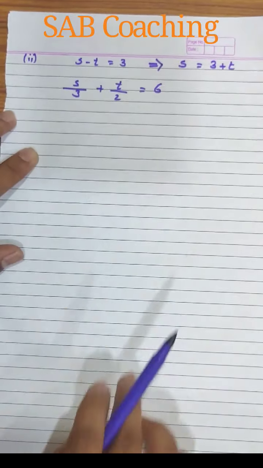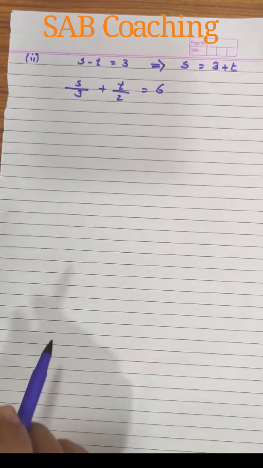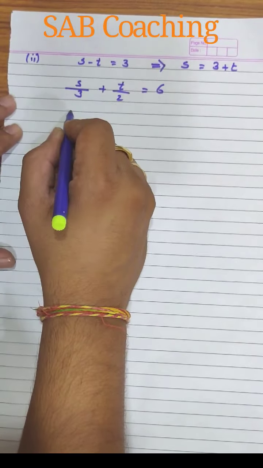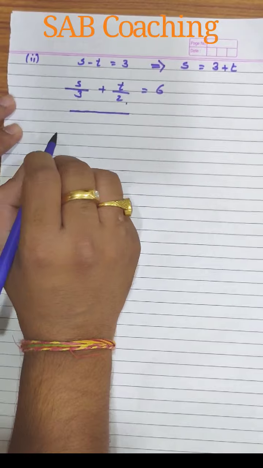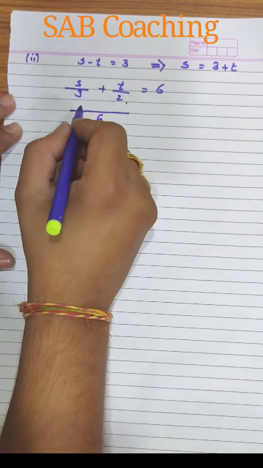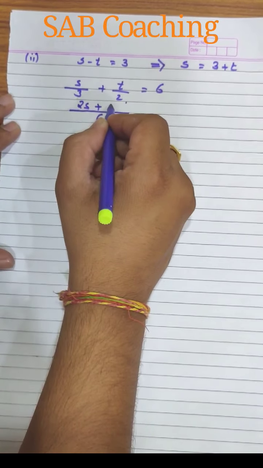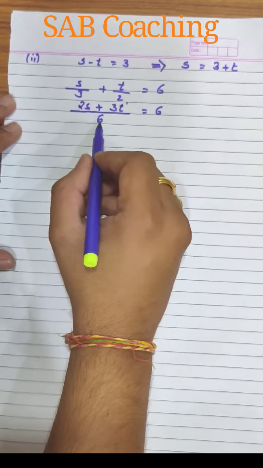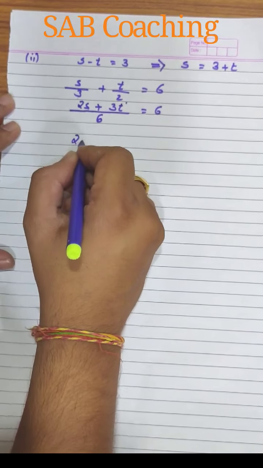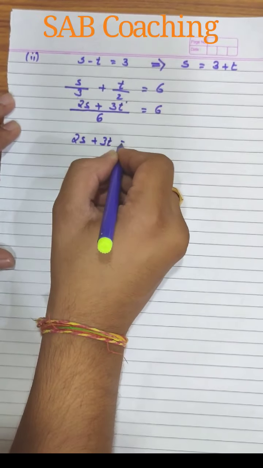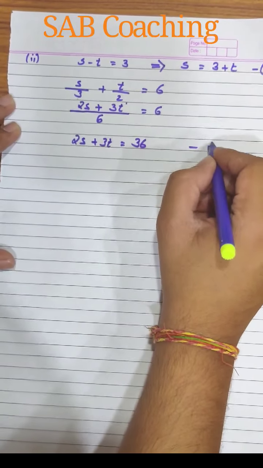And now you can see that the second linear equation that is given to you is in a fraction form. So first of all you have to convert this fraction. So how are you going to do it? By taking the LCM of 3 and 2. What will be the LCM of 3 and 2? It will be 6. So what you are going to get here is 2s plus 3t equal to 6. When this 6 is going over here, it will get multiplied with 6 and you will get 2s plus 3t equal to 36. So this is your equation number 1 and this is your equation number 2.